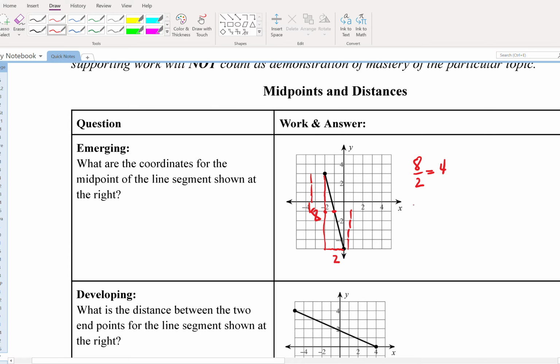If I take half of 2, half of 2 is 1, and so if I go over 1 from either side, I can see that right here is the place where those come together. And then I can just read it from the graph. It's back 1 from the y-axis, and it's down 1 from the x-axis, and so it's -1, -1.